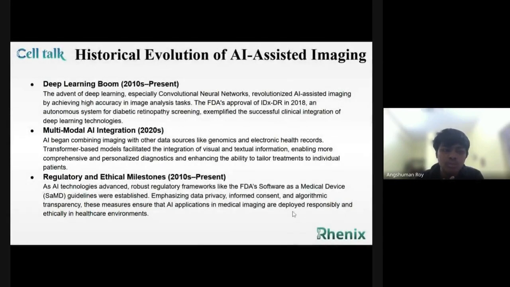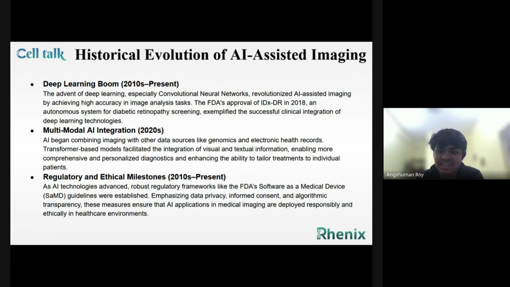The deep learning boom was particularly the most important boom in this industry. The deep learning boom from the 2010s to the present was driven by GPU acceleration and the availability of large annotated datasets. This era revolutionized AI-assisted imaging with high accuracy in image analytical tasks. A landmark achievement was the FDA's approval of IDx-DR in 2018, the first autonomous AI diagnostic system for diabetic retinopathy screening. In the 2020s, we saw the advent of multimodal AI integration, combining imaging with other data sources like genomics and electronic health records.